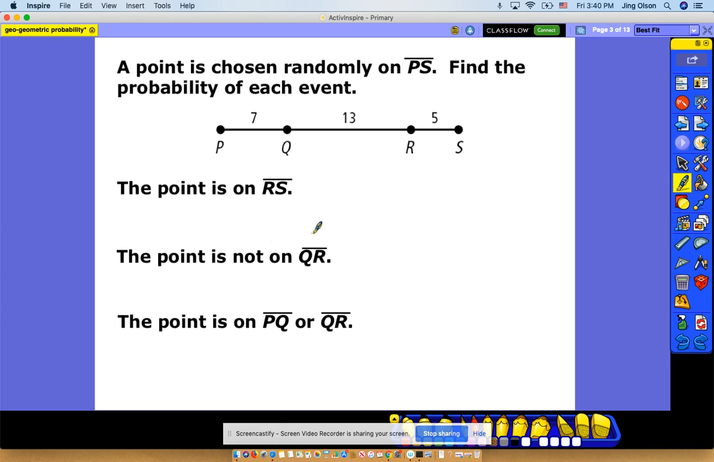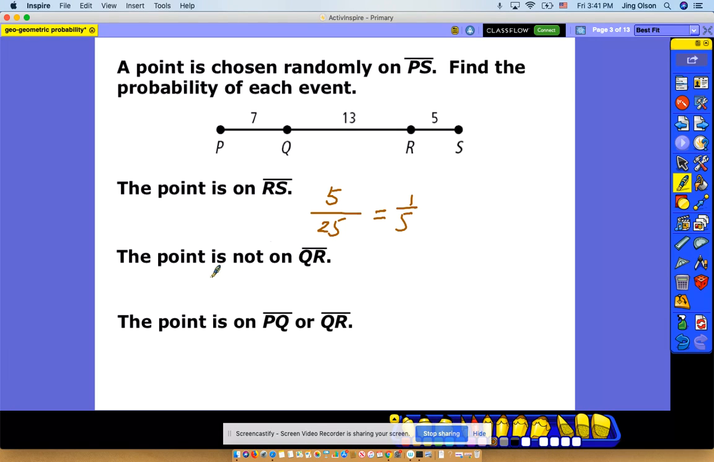So how long is RS? RS is 5, right? What's the total outcome in the sample space? You can land anywhere between P and S. So what's the length of PS? PS is 7 plus 13 plus 5. 7 plus 13 is 20, and 20 plus 5 is 25. So the length of segment PS is 25, but the segment RS is 5, so 5 out of 25, which is 1/5. So this probability is 1/5.